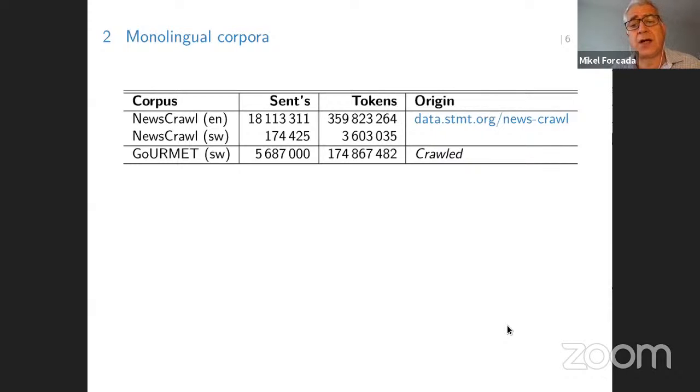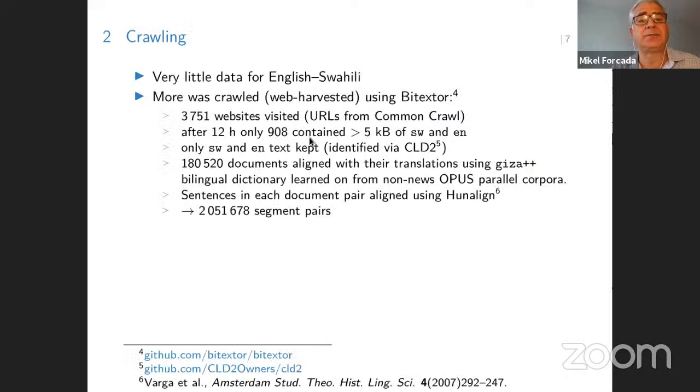We also use monolingual corpora, as I will show in a minute, and we use the news crawl corpora, which are available on the StatMT website, and we also crawled our own Swahili corpus because the one we had there was too small.